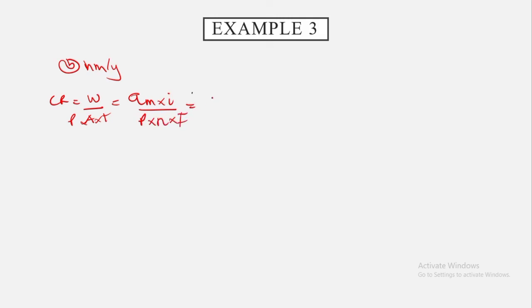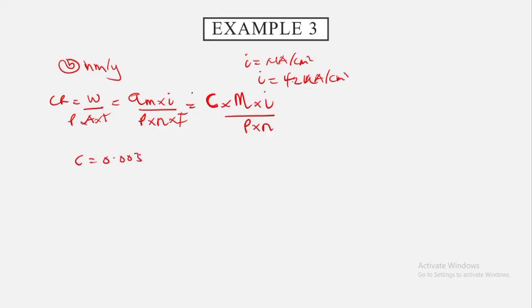And this can be expressed using the formula that I showed you, where we have a constant C, which changes individually. When you are dealing with mm/y it is different, and when you are dealing with MPY it is different. So C times the molecular weight times the corrosion current density, all over the density times the number of electrons transferred. Now I told you that for us to use this formula, the I must be in microamps. In this case, our I is in microamps already per centimeter squared, which is 4.2 microamps per centimeter squared. So we are lucky. Therefore, our C here becomes 0.00327.